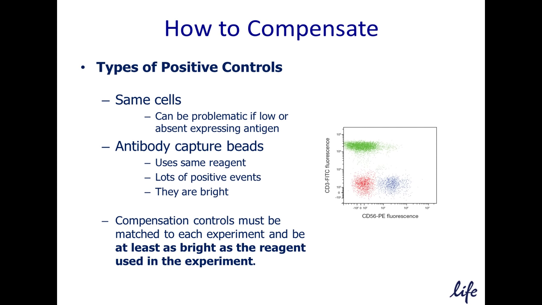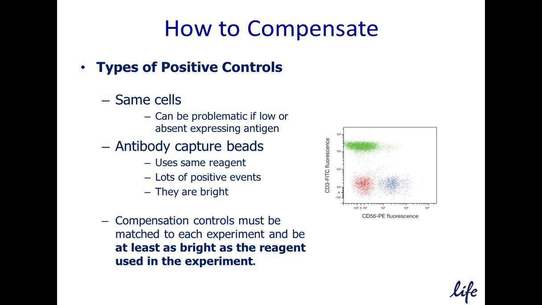Beads or cells can be used for different positive controls. Using the same cells that are being tested in the experiment can be used. However, this can be problematic if there is a low or absent expressing antigen. Antibody capture beads can be used, and these do provide some advantages. It uses the exact same reagent, the exact same lot. There are a lot of positive events, and they are very bright.